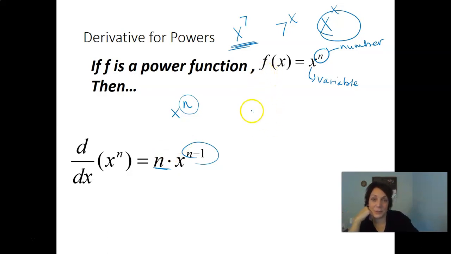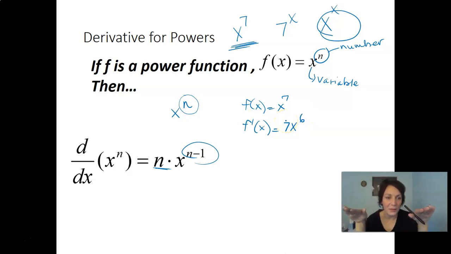So if I need the derivative of x to the 7th, if f of x is x to the 7th, f prime of x, I'm going to take 7, multiply it down, and instead of x to the 7, I'm going to drop it down 1, x to the 6th. Done. Now, can you imagine taking x to the 7th through the limit definition? You would have to multiply out x plus h to the 7th. That'd be fun.